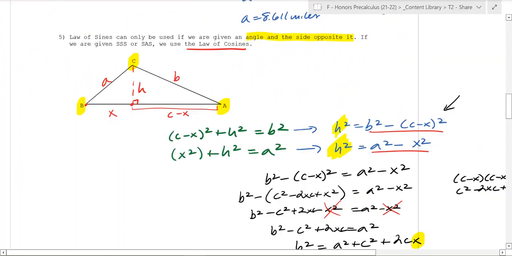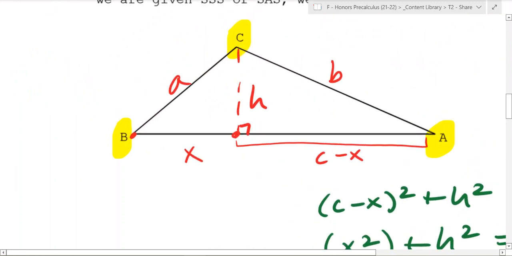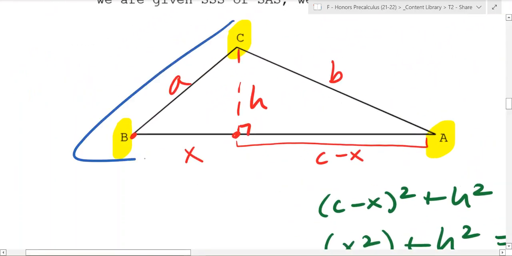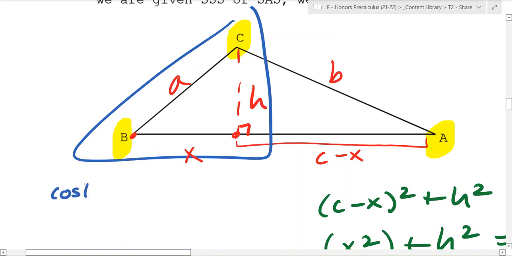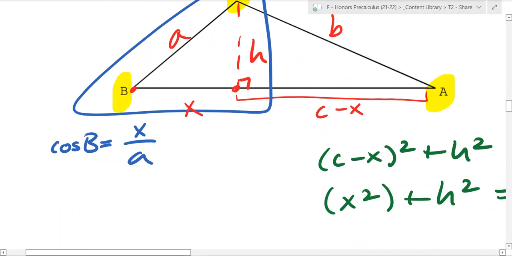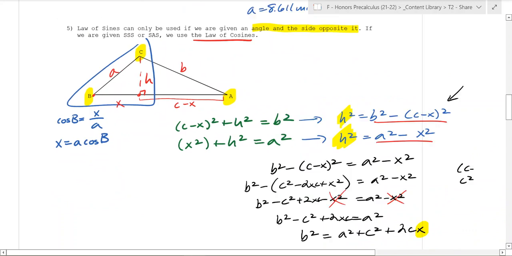Well, what we can do is go back and look at our original triangle here. And when I say original, I mean this triangle right there. It tells us that cosine of B is x over a, adjacent over hypotenuse. So that means that x is equal to a times cosine of capital B.